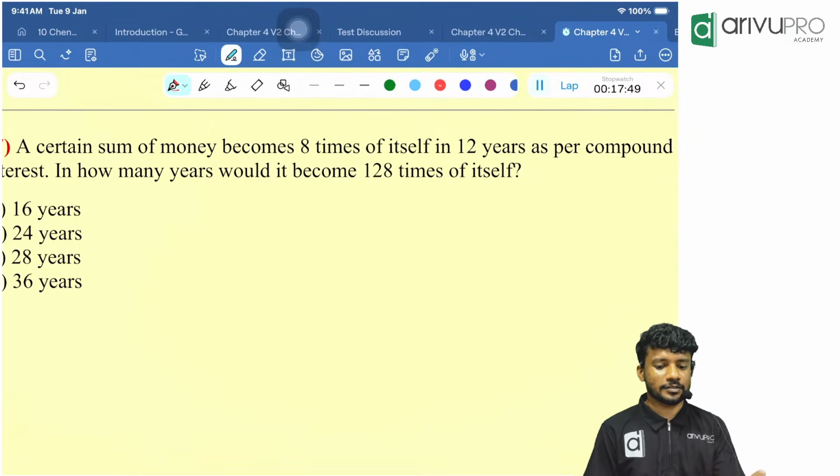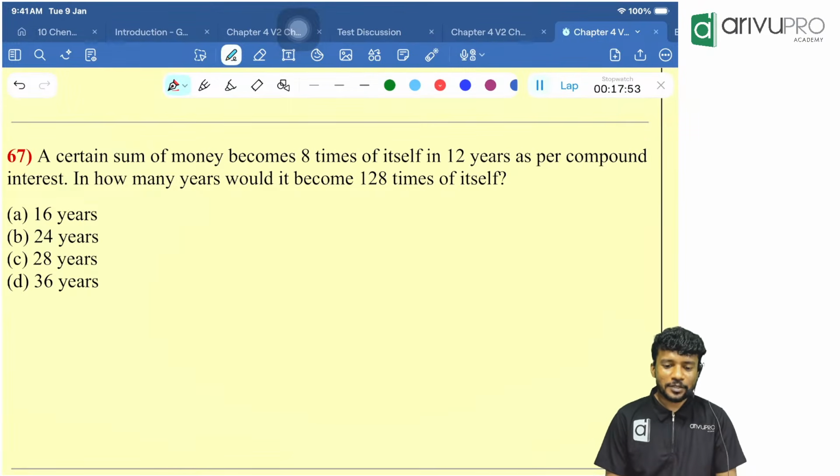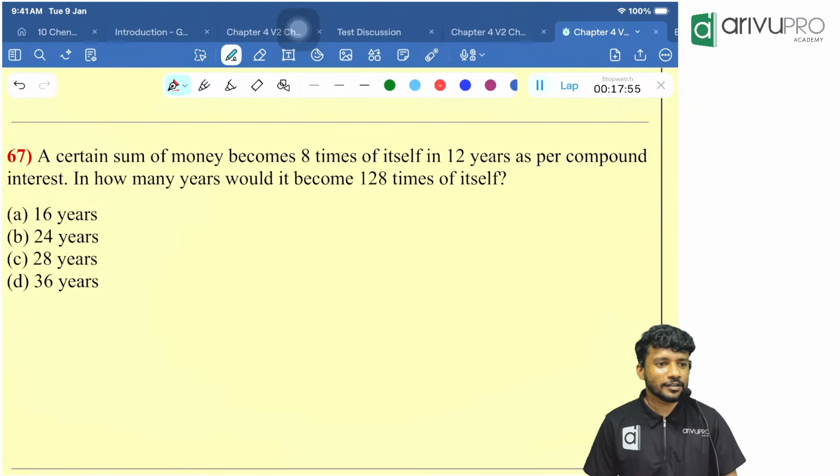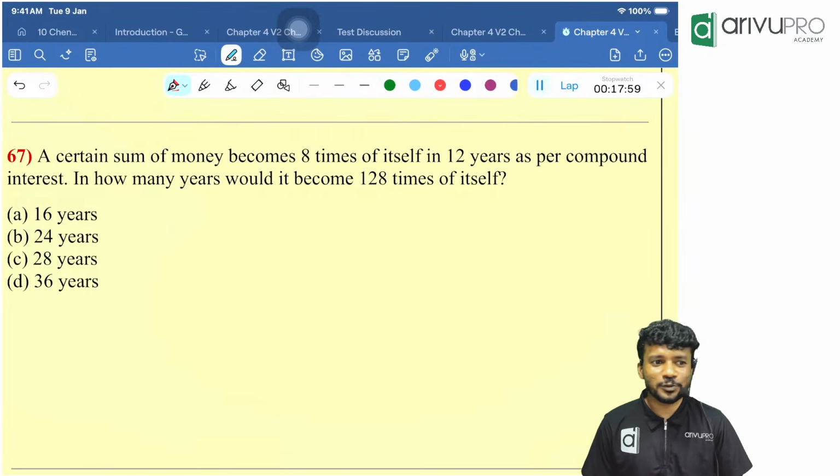Try this. Sir, 8 times. They did not mention anything regarding 2 here. What to do? Got it?